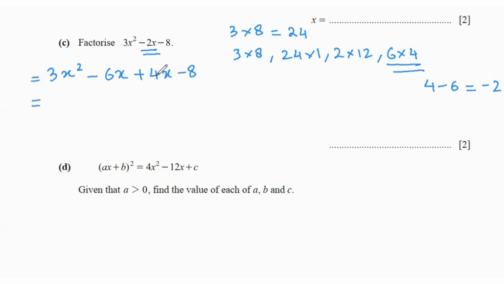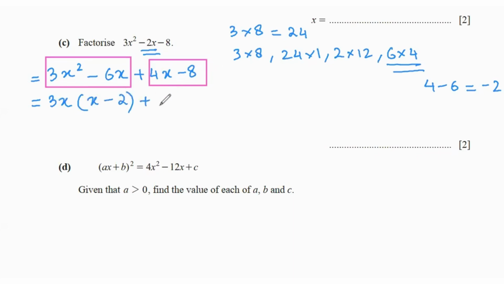After this, we factor by grouping. So what we do is we split the equation into 2 groups. This is the first group. This is the second group. So the first group, we have 3x common. So x minus 2 comes in the bracket. And the second group, we have 4 common. So again, x minus 2 comes in the bracket.